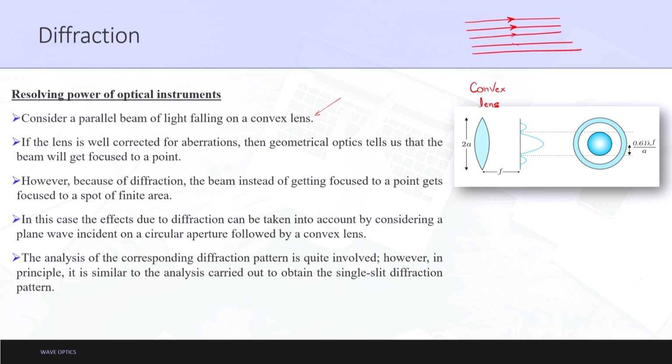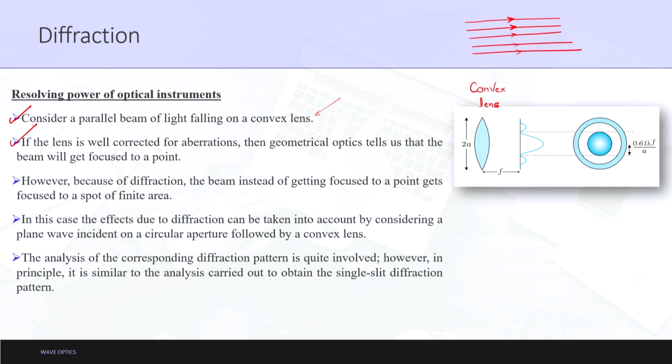Let us suppose that the parallel beam of light is incident on this convex lens. If the lens is well corrected for aberration, that is there is no error, that is a perfect ideal convex lens, then geometrical optics tells us that the beam will get focused to a point. Quite evident, we know from the concepts of optics that if there is a parallel beam of light, then all the lines will converge at a point called the focus. So, this is the simple conclusion if there is no aberration, if there are no corrections to be performed on a convex lens. So, this is the simple concept we understood.